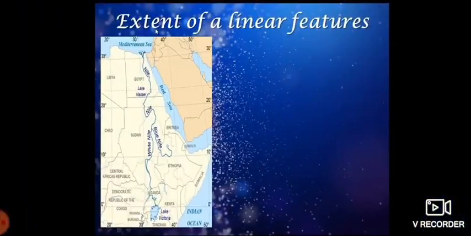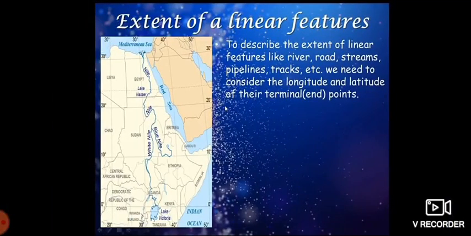Now let's move on to the next thing, that is, we are going to describe the extent of a linear feature. So what is a linear feature? To describe the extent of linear features like rivers, roads, streams, pipelines, tracks, etc. So linear feature means rivers, lakes, roads, streams, pipelines, tracks. If you want to describe its location or extent, then it is called a linear feature. So what do we require? We need to consider the longitude and latitude of their terminal ends.